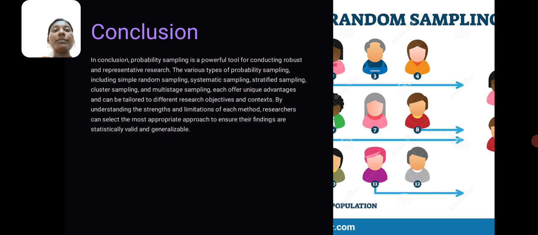Conclusion. In conclusion, probability sampling is a powerful tool for conducting robust and representative research. The various types of probability sampling, including simple random sampling, systematic sampling, stratified sampling, cluster sampling, and multi-stage sampling, each offer unique advantages and can be tailored to different research objectives and contexts. By understanding the strengths and limitations of each method, researchers can select the most appropriate approach to ensure their findings are statistically valid and generalizable.